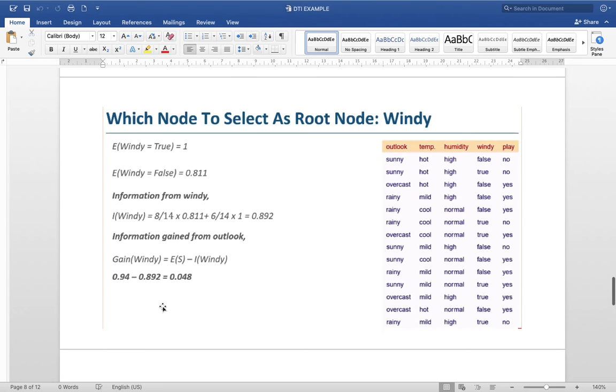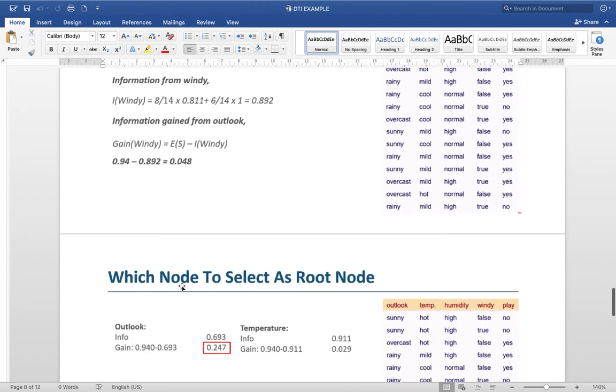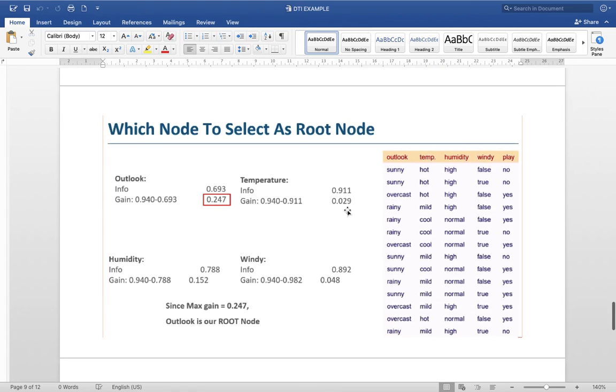Similarly for windy the value is 0.048. For humidity this is 0.152. For temperature this is 0.029. That you will do at home. This is your home task. You will find the info of each particular attribute individually, and you will find the gain individually, right? This is your homework. Here you can see that the gain of this attribute, sorry, this outlook attribute is maximum. So this is the root node.